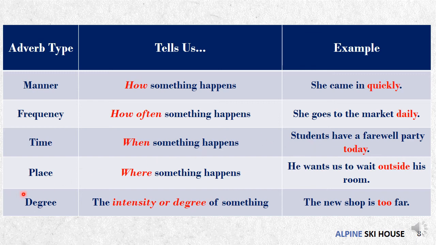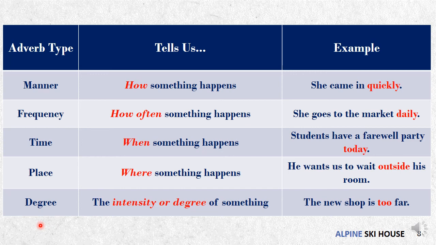Next, adverb type of place. It says where something happens. Everyone will ask, where did it happen? So the example says here, he wants us to wait outside his room. Maybe someone wants you to wait. It can be an appointment with an official. So they want you to wait outside his room because he is already talking to another person. So adverb type of place says where something has happened.